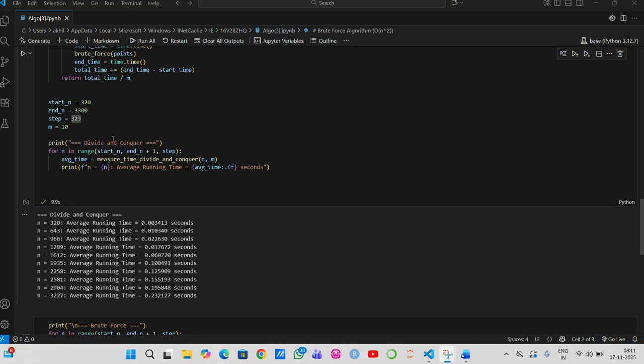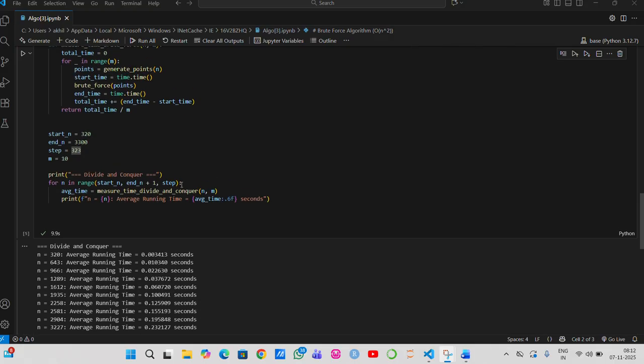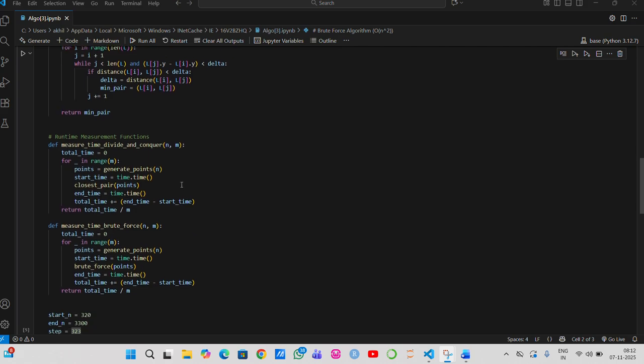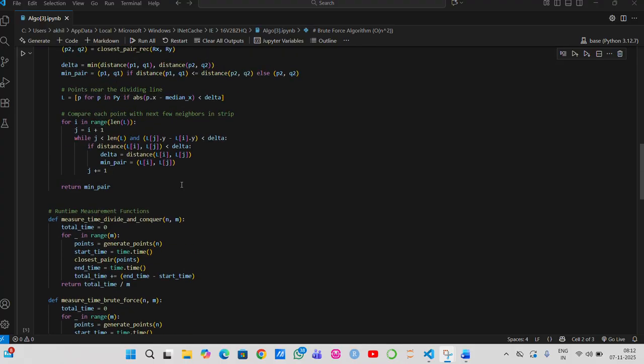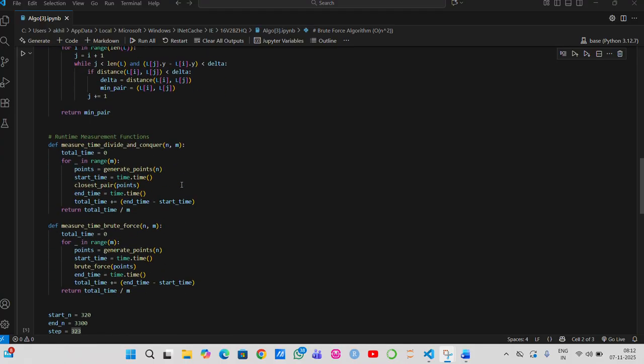I also calculated the constants C1 and C2, which represent the proportional constants in the theoretical model, T(n) equal to C times n squared, using the formula. And I also made predictions, so here are the test cases where I will show you the execution, like how much time it is taking to execute.